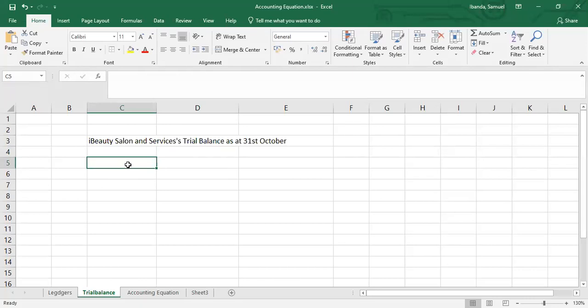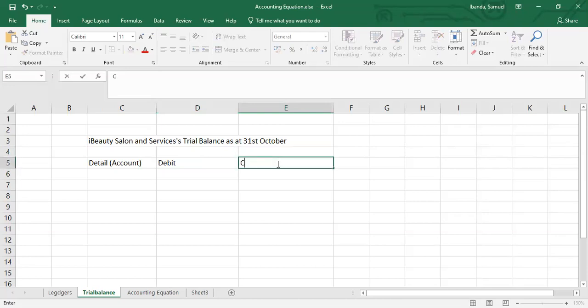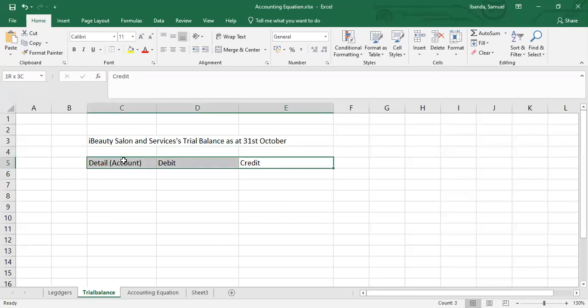Now, the trial balance will always have the account detail, and then it will have a debit, and it will have a credit.